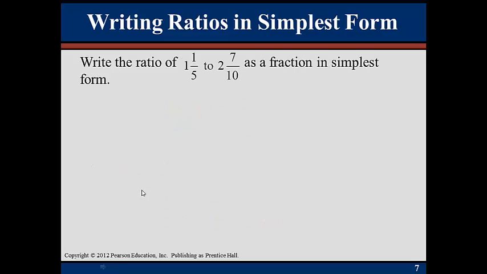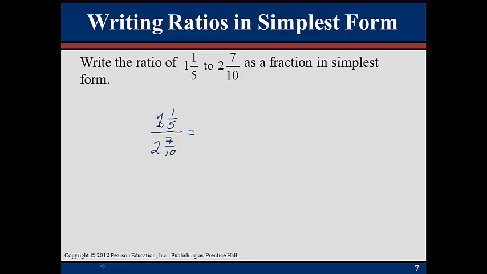Okay, here's another example. Now we have mixed numbers. It says write the ratio of 1 1/5 to 2 7/10 as a fraction in simplest form. So we have 1 1/5 over 2 7/10. Now, just like the previous example where we had decimals, we also cannot have mixed numbers inside of our fractions. So the first thing we're going to do is take each mixed number and write it as an improper fraction.